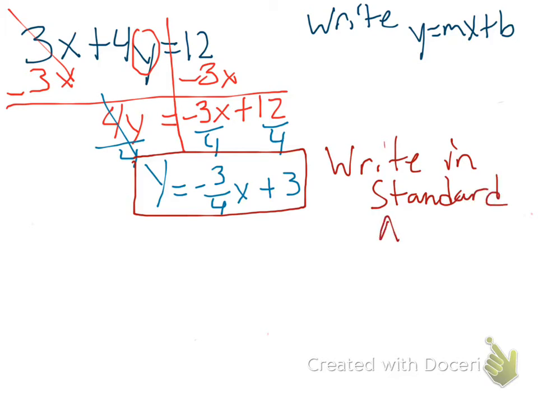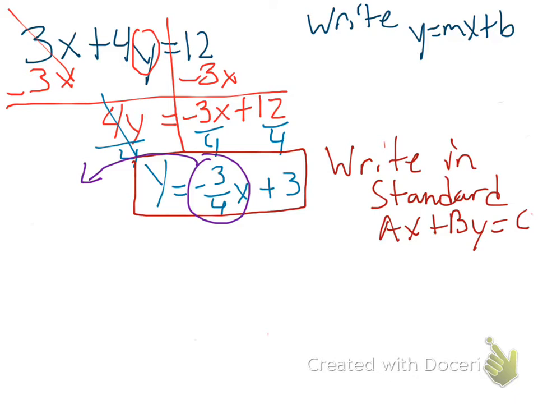Standard form is ax plus by equals c. So for standard form, the x and the y have to be on the same side. And your constant, which is the number that doesn't have a variable, has to be on the other side. So I'm going to start by moving the x back over to the side where the y was. So I'm going to take this and I'm going to move it back over to the other side with the y.